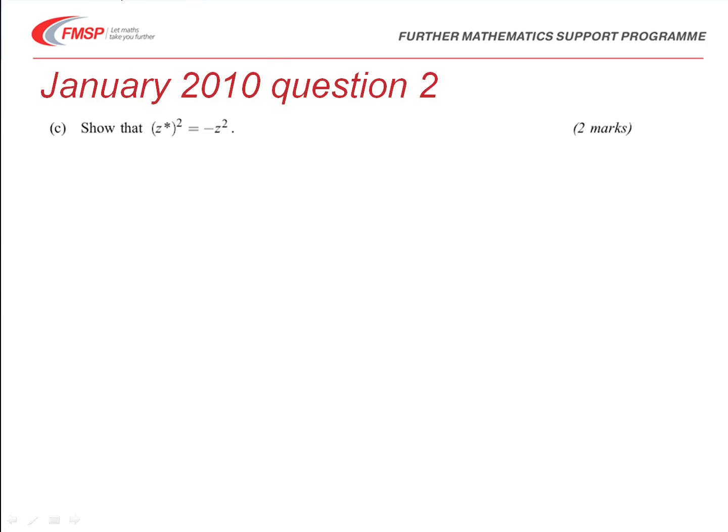Finally, in part C, we've got to show that z star, or if you remember, z star is the complex conjugate of z. So if you remember, z was equal to 1 plus 2i, so therefore z star is the conjugate of that, so it's the imaginary part that becomes the opposite sign, so that will become 1 minus 2i.